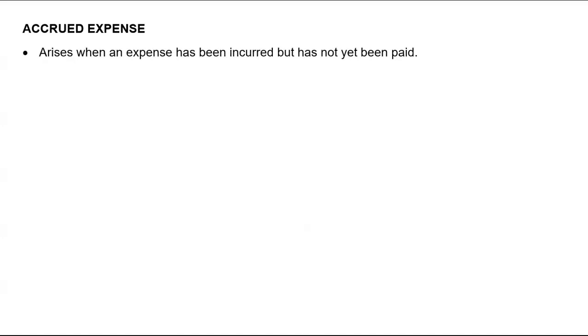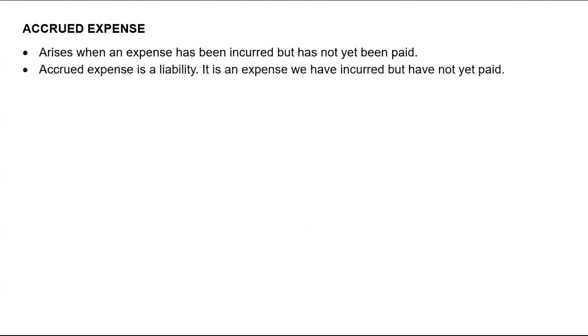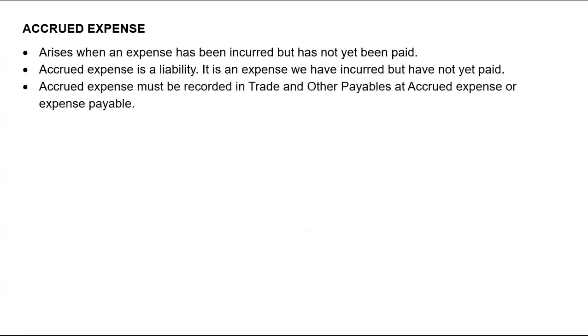In the pre-adjustment trial balance, the expenses that will be given there will be the amounts we have paid towards those expenses. So we recognize expenses when we incur them and not when we pay them. As a result, if the expenses we have paid do not fully pay what we have incurred, it will result in us having what we call an accrued expense. Accrued expense arises when an expense has been incurred, but it has not yet been paid. Accrued expense is a liability. It is an expense we have incurred, but we have not yet paid, as I've said. Accrued expense will be recorded in trade and other payables as accrued expense or expense payable.